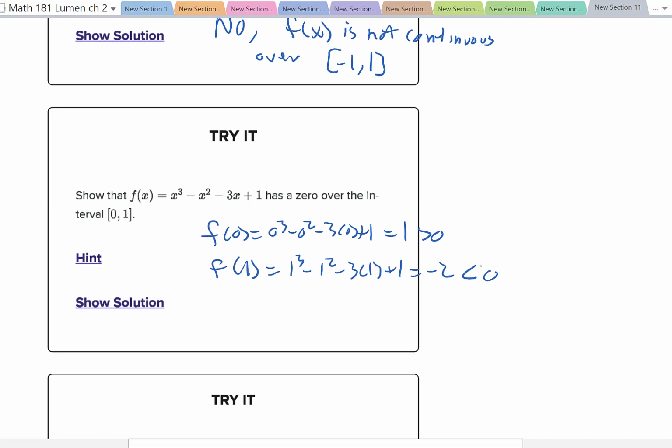So there is a c. I'm going to do this math notation. That means c is an element of the interval from 0 to 1 such that f of c equals 0.